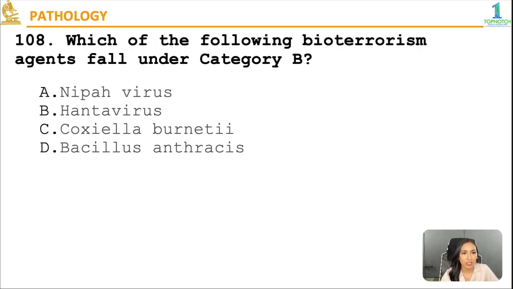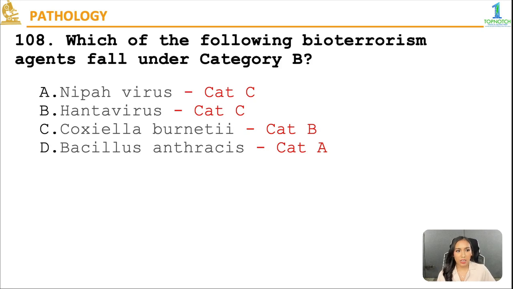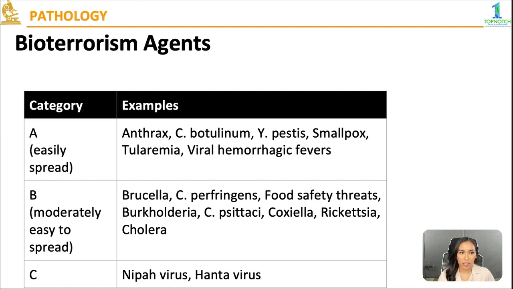Which of the following bioterrorism agents fall under category B? So, minsan lumalabas din to. It's a recall question. Let's look at the choices. Nipah virus and hantavirus, category C. Bacillus anthracis is category A. Ang category B lang dyan is C. Coxiella burnetii.